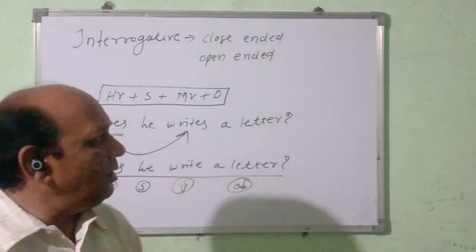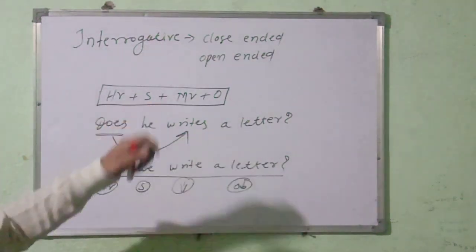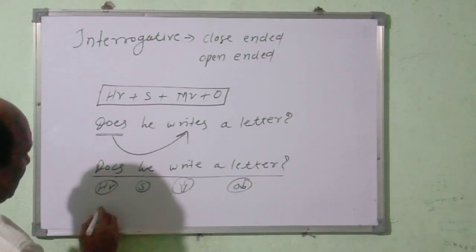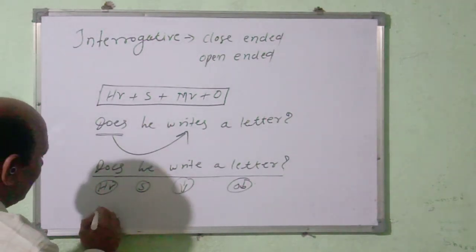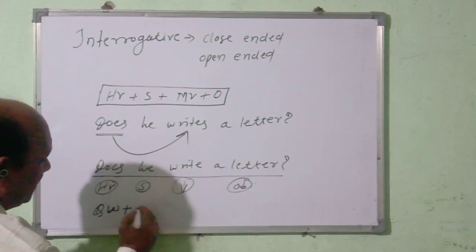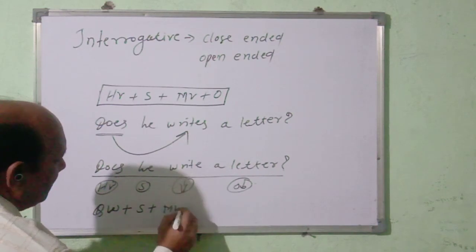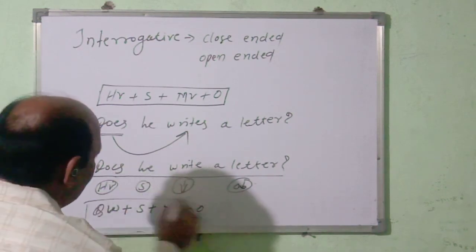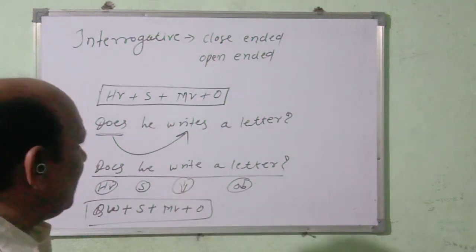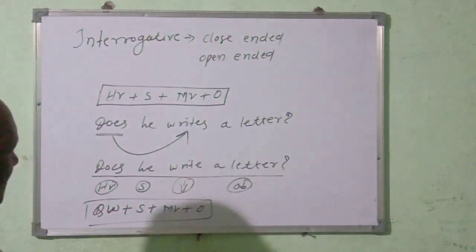Okay. What is the open-ended question? We will see. What is the structure of the open-ended question? First we have to use a question word, plus subject plus main verb plus object of the sentence. This is the structure of the open-ended question. So what is the example of the open-ended question? We will see.